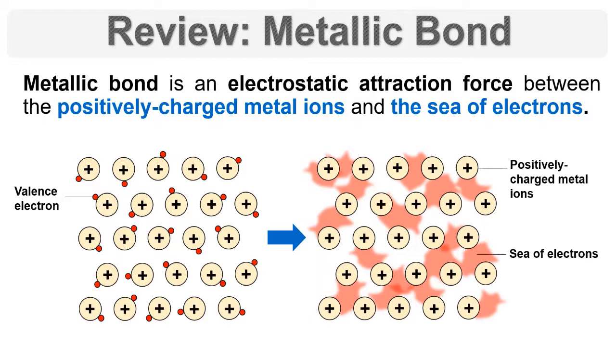Metallic bond is an electrostatic attraction force between the positively charged metal ion and the sea of electrons. Metal atoms donate and delocalize valence electrons easily. Metal atoms form positively charged metal ions. Delocalized valence electrons move freely to form a sea of electrons. Positively charged metal ions and sea of electrons are attracted by strong electrostatic force. Metallic bond is formed.